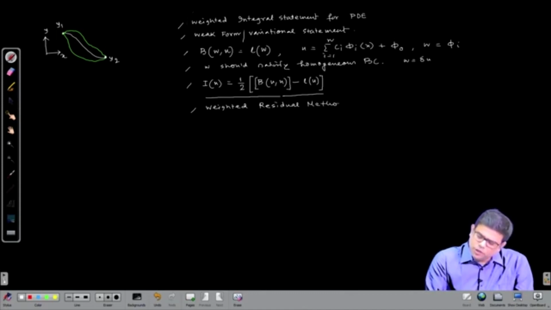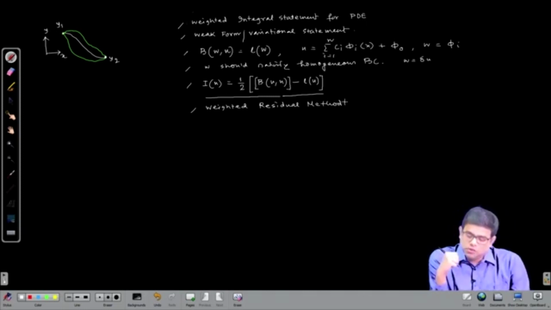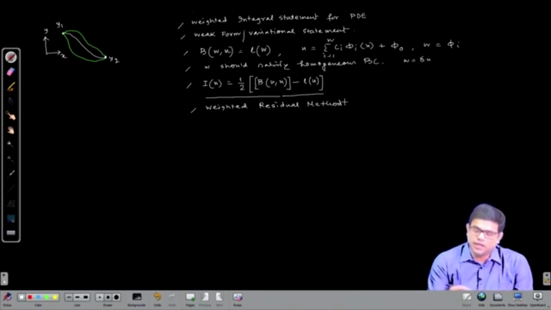Even though the problem will be dealing with in this course, the weighted residual method, the most popular method of this weighted residual family is the Bubnov-Galerkin method, or the Galerkin approximation, which is very similar to the Rayleigh-Ritz method that we will be studying. Now, what is the weighted integral method?